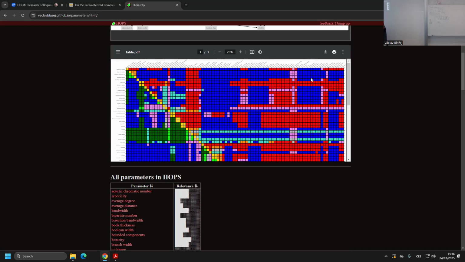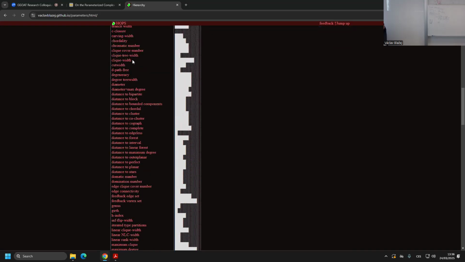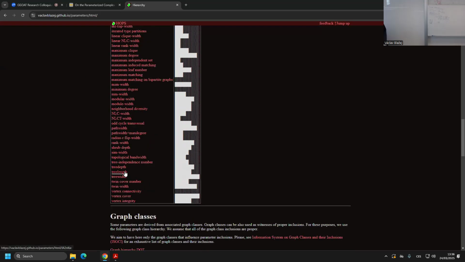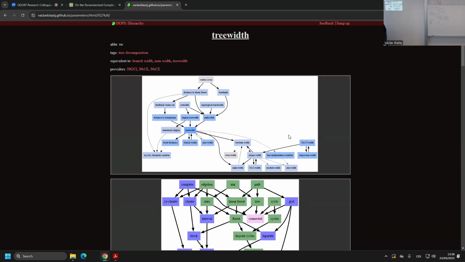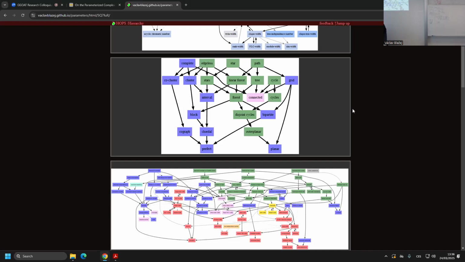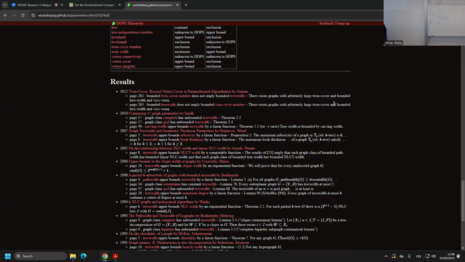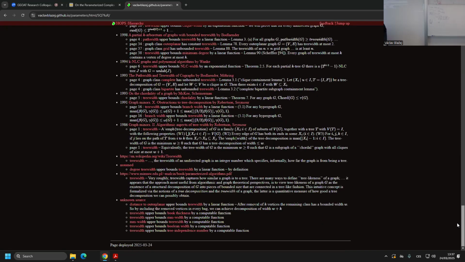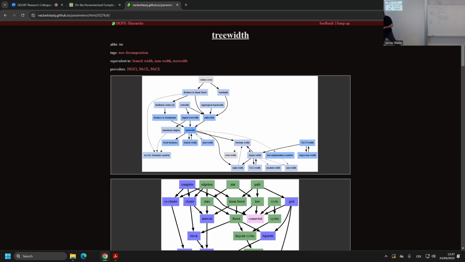There is also a complete pairwise table and some information about all these parameters and roughly how important they are to the field. So if you go to treewidth, you can see how it is related to other parameters, to graphs, graph classes, and some of the publications that have these results in them.